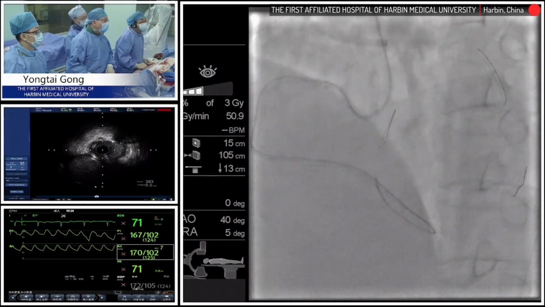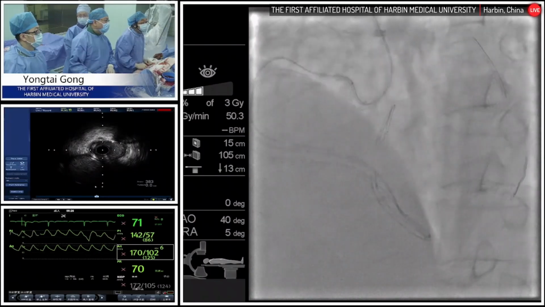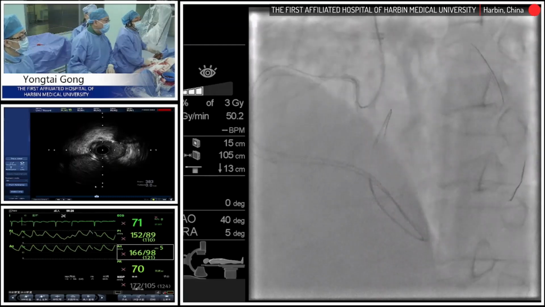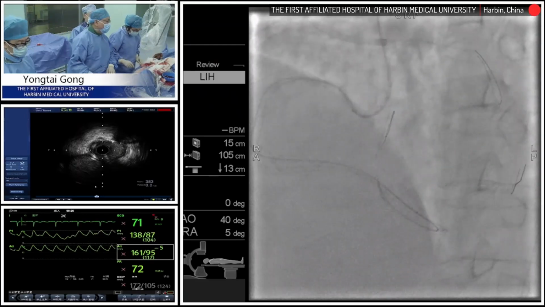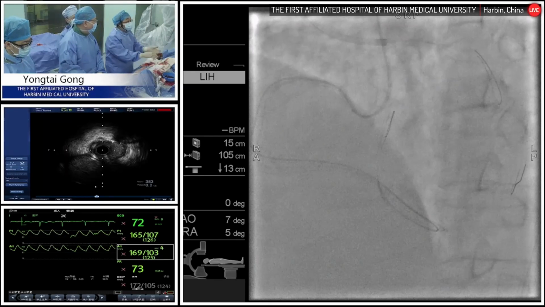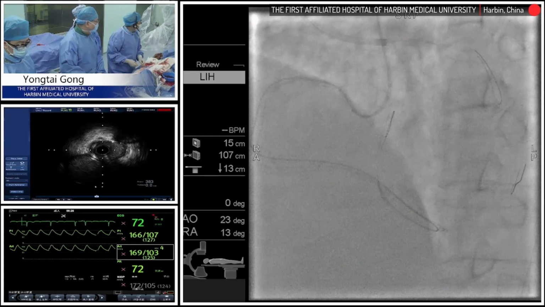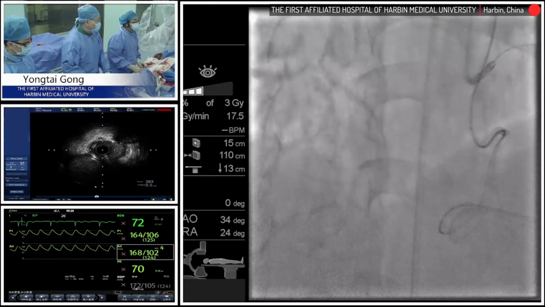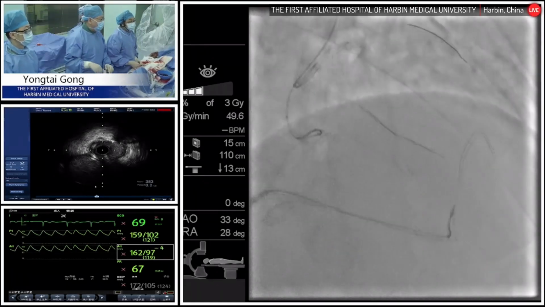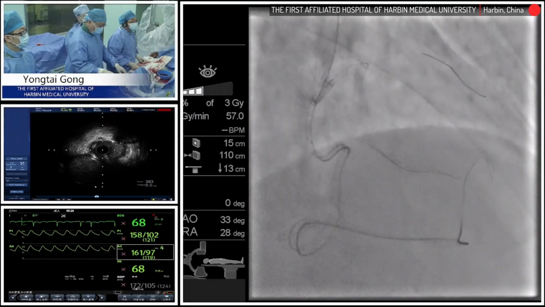The retrograde wire, first I think we used a thin wire. However, it failed to enter the retrograde connection part, and then we switched to a Filder XT wire and then an SU03 wire was used. And eventually we can see that it goes into the mid part of the septum.